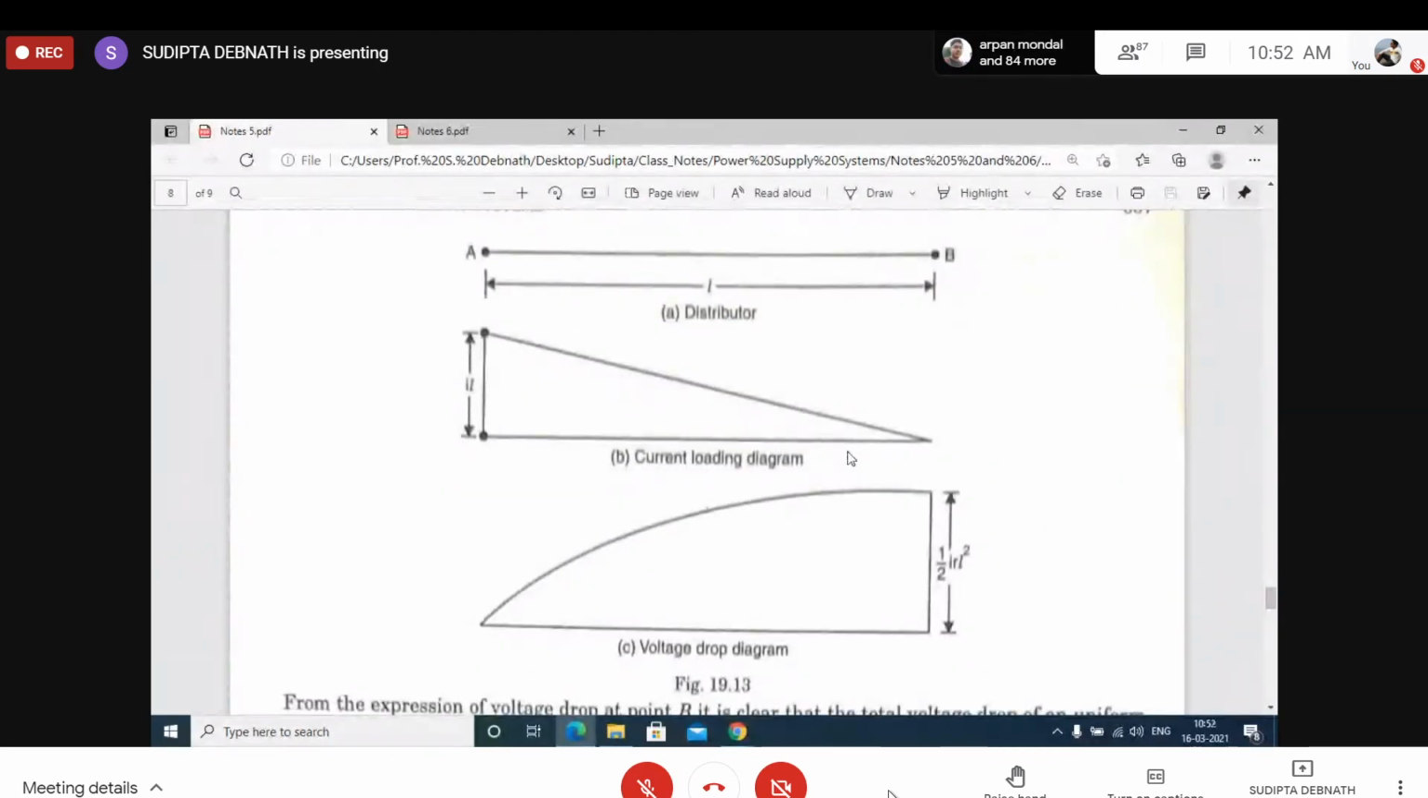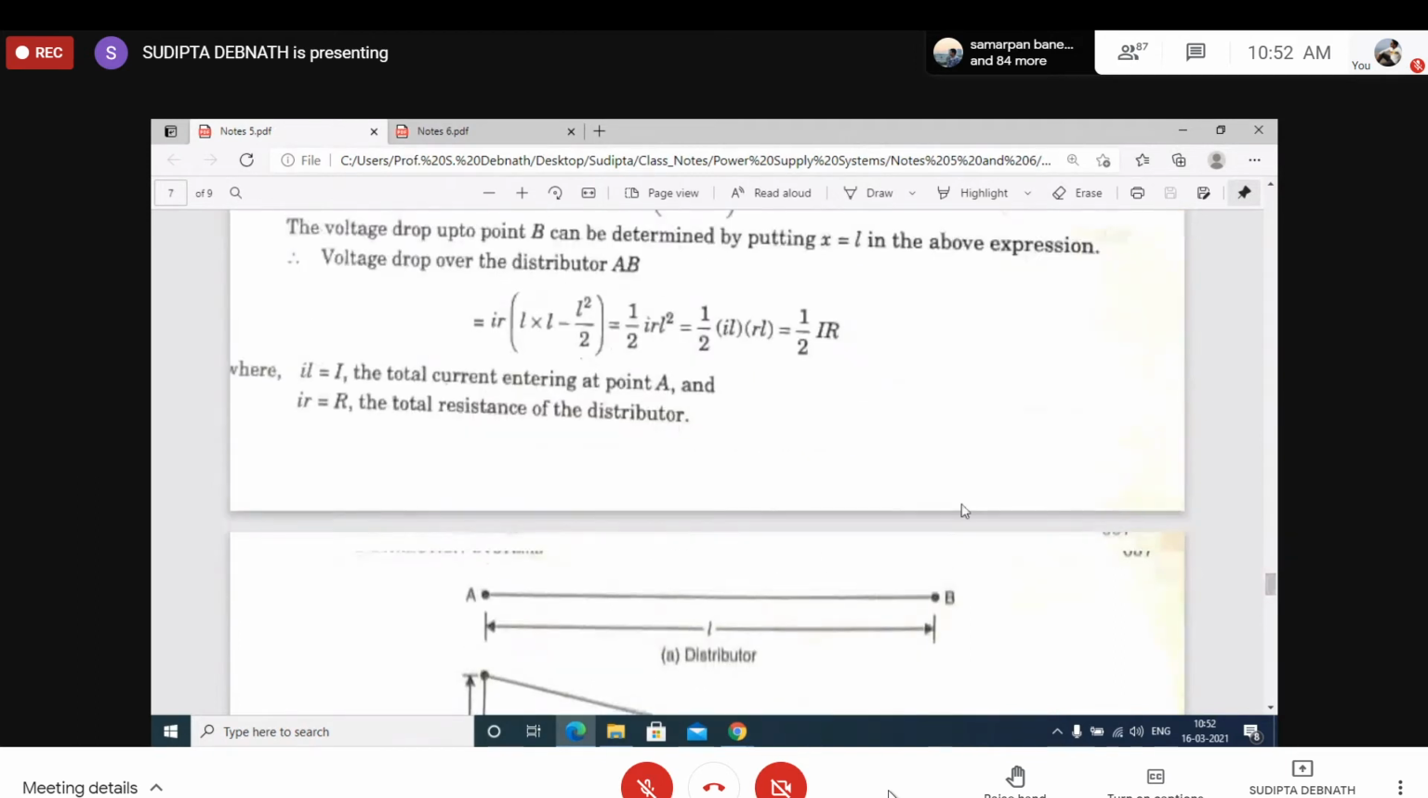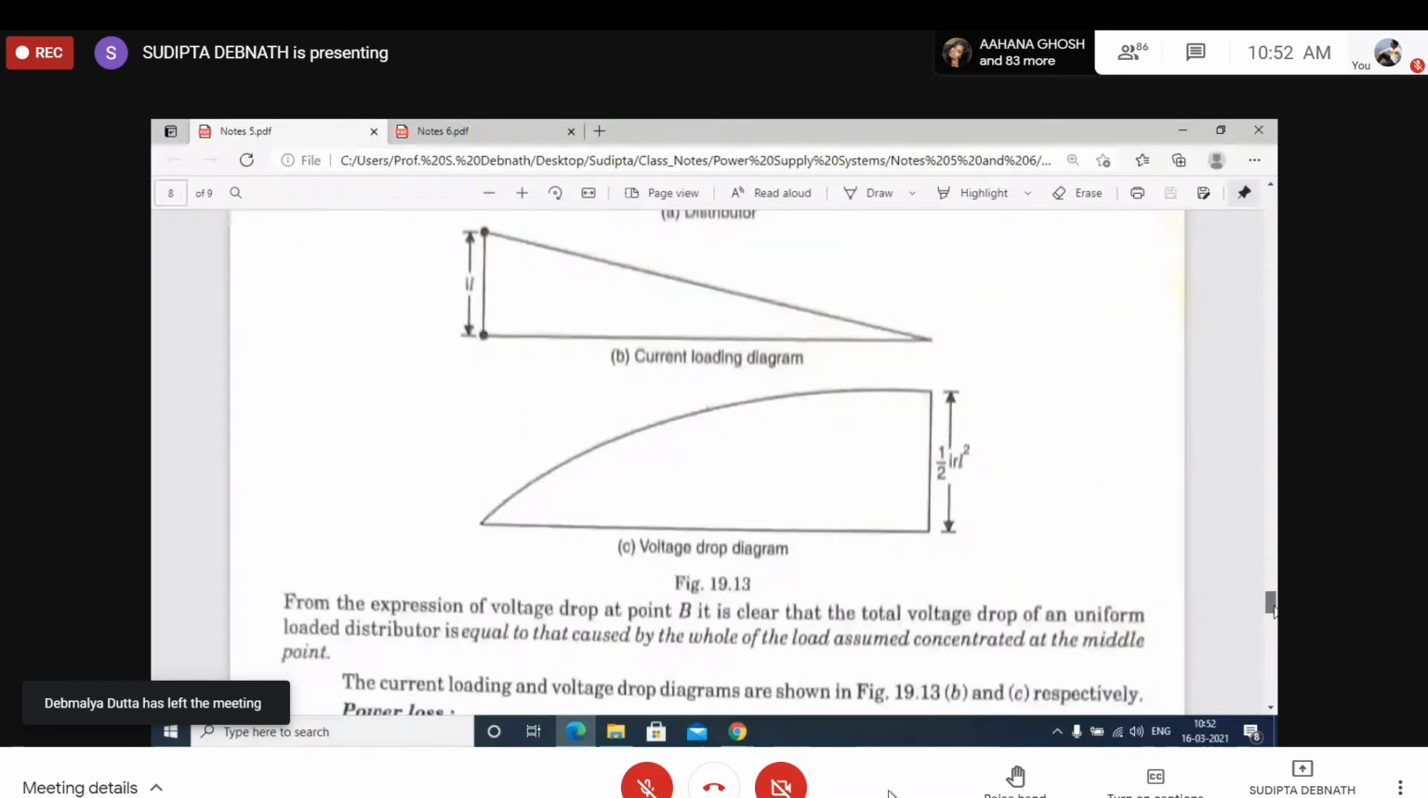What is the voltage drop diagram? I told you the equation is parabolic and the maximum voltage drop is half IRL square. It is given here, so it will be like this. Of course, it is fed at one end, so the maximum voltage drop will occur at the furthest end. From 0 it will start and go up here, so that the maximum value for the voltage drop is half IRL square.